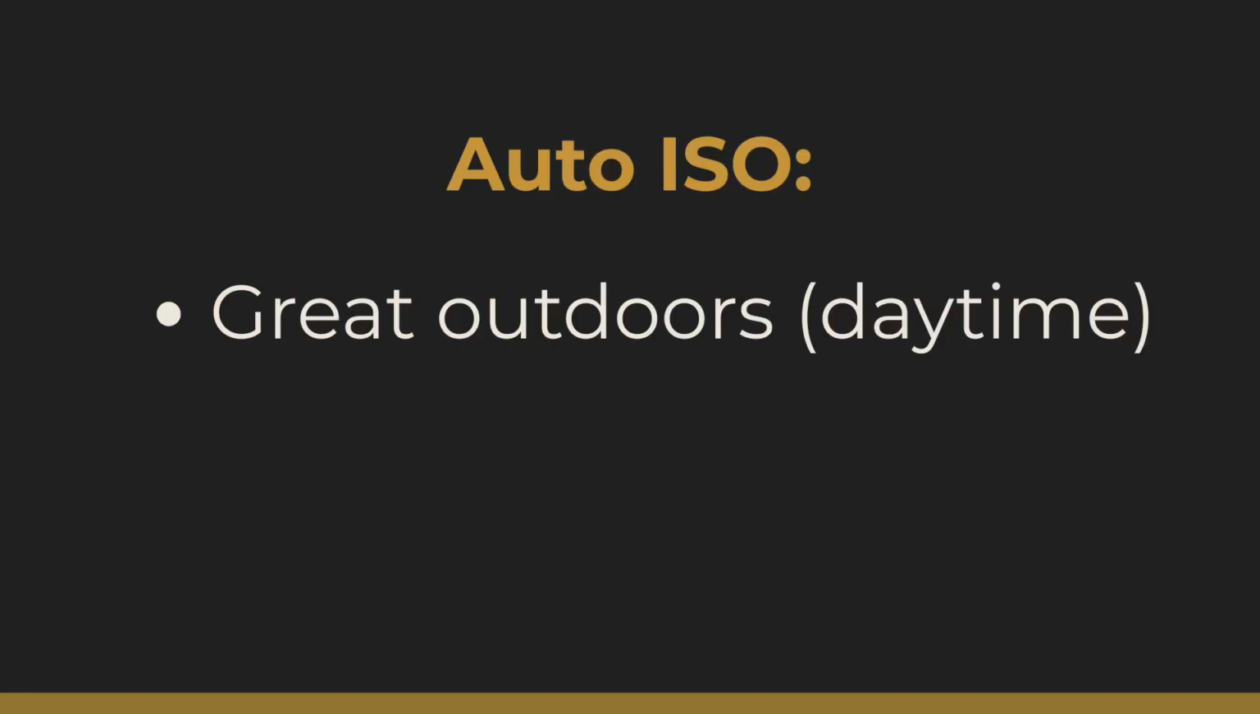Now, what about auto ISO? Should you use it? When you're shooting outdoors in natural light with your aperture and shutter speed set manually, auto ISO works well and helps to navigate the changing light conditions as you're moving around. In daylight conditions like that, the camera tends to stay in a sensible range, usually between 100 and 400, and it adjusts as the light changes.